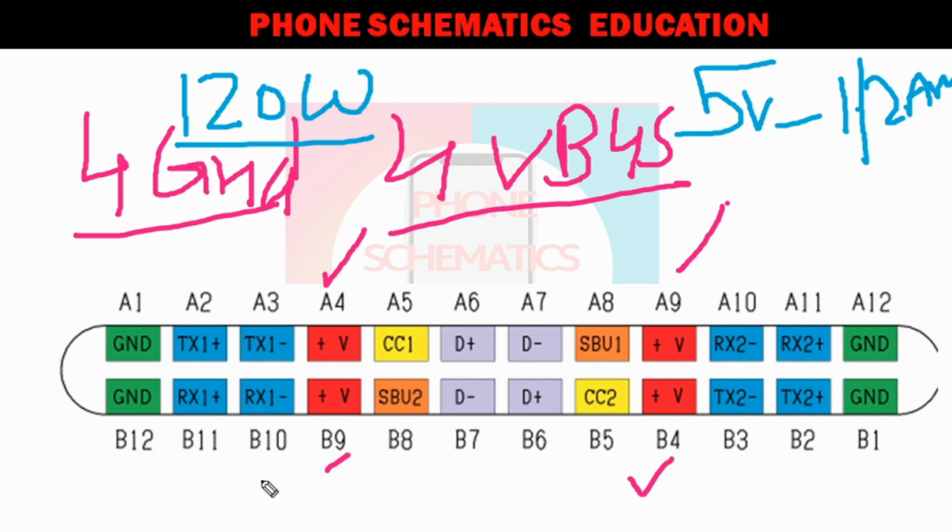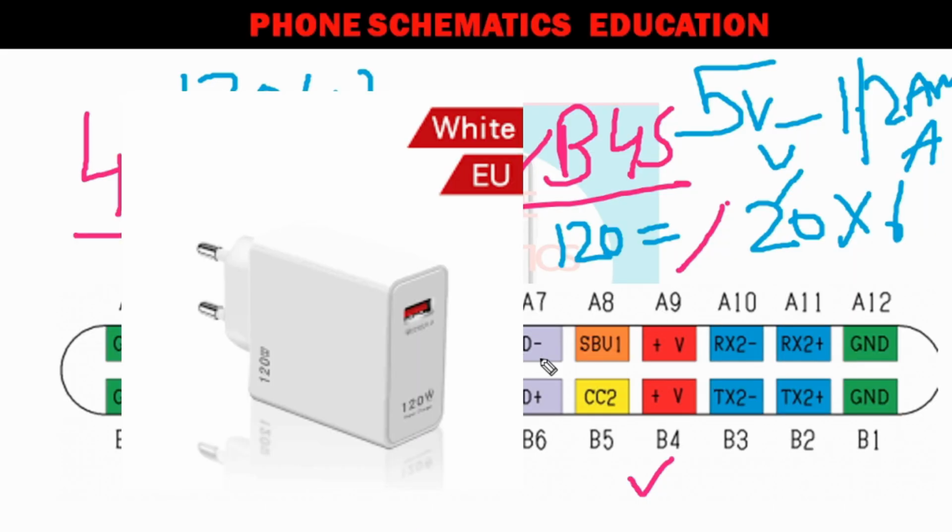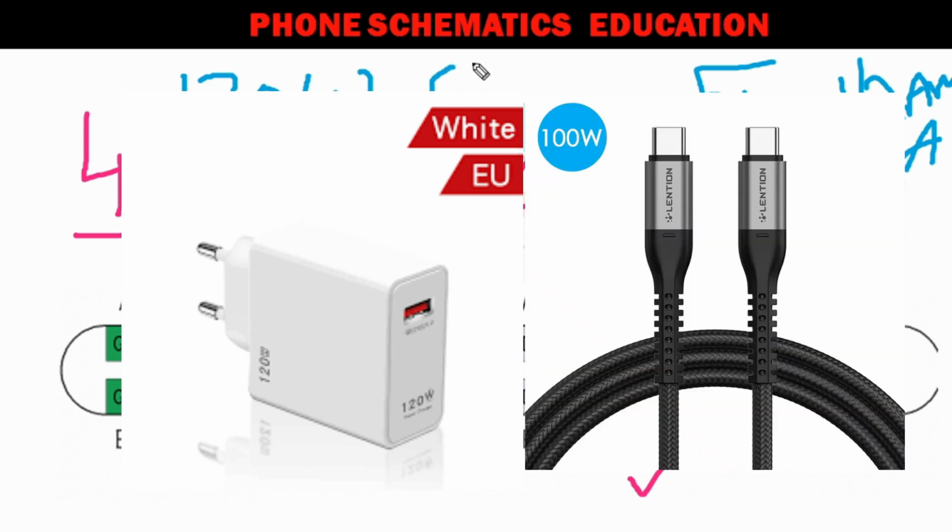Now 120 watt equals 20 multiplied by 6. 20 is the voltage and 6 is the ampere. 20 volt 6 ampere, or some 20 volt 5 ampere, 100 watt. Here is a 100 watt charger for fast charging. You will see nowadays companies give this type of charger, also a C to C cable.